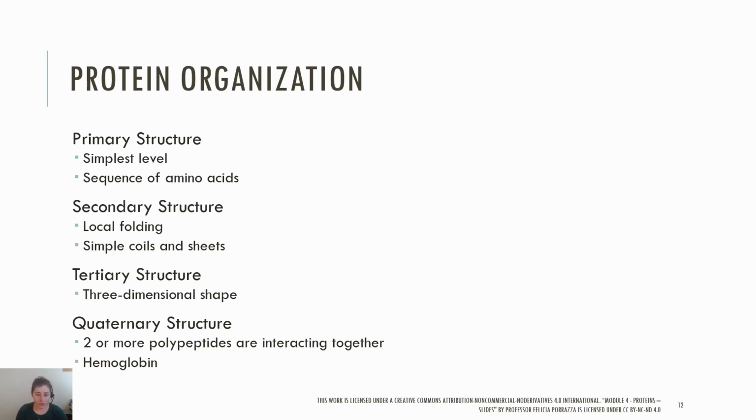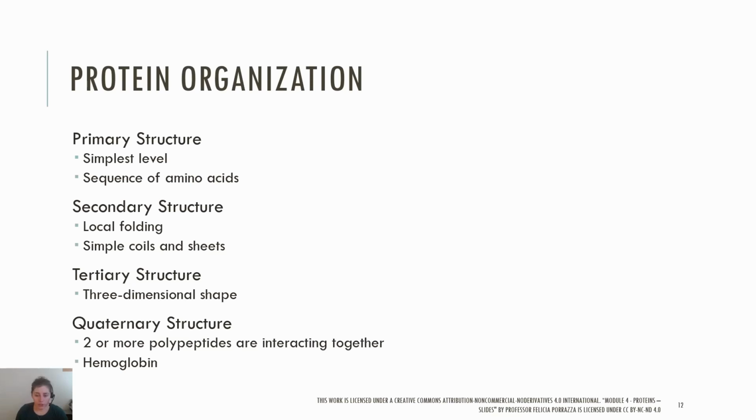This is one-dimensional. The secondary structure is the local folding or simple coils and sheets. This structure is determined by the chemical interactions between amino acids. The tertiary structure is the 3-dimensional shape that is formed as the different side chains of amino acids chemically interact, either repelling or attracting each other.